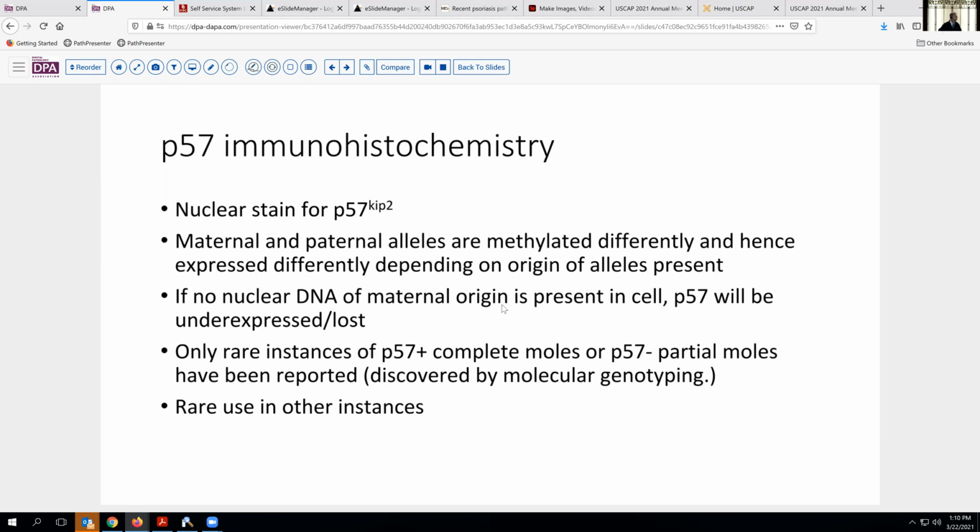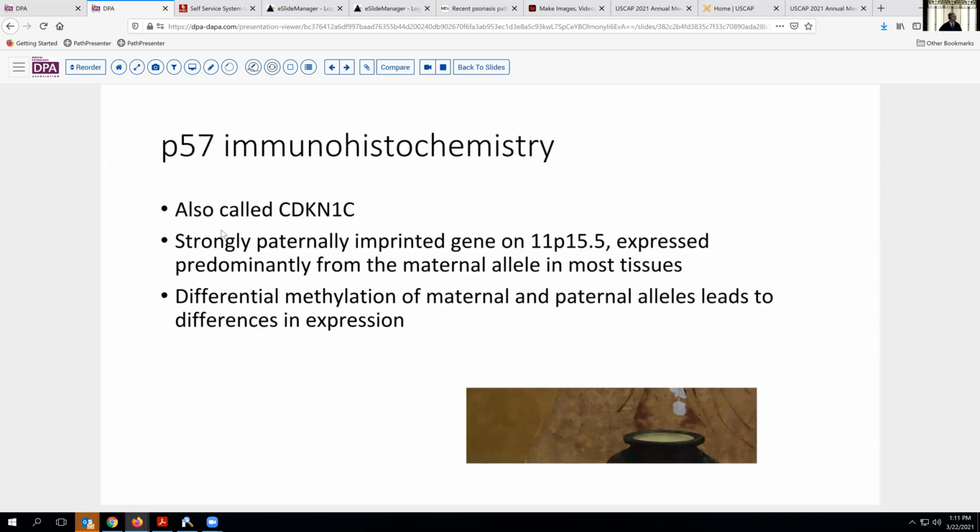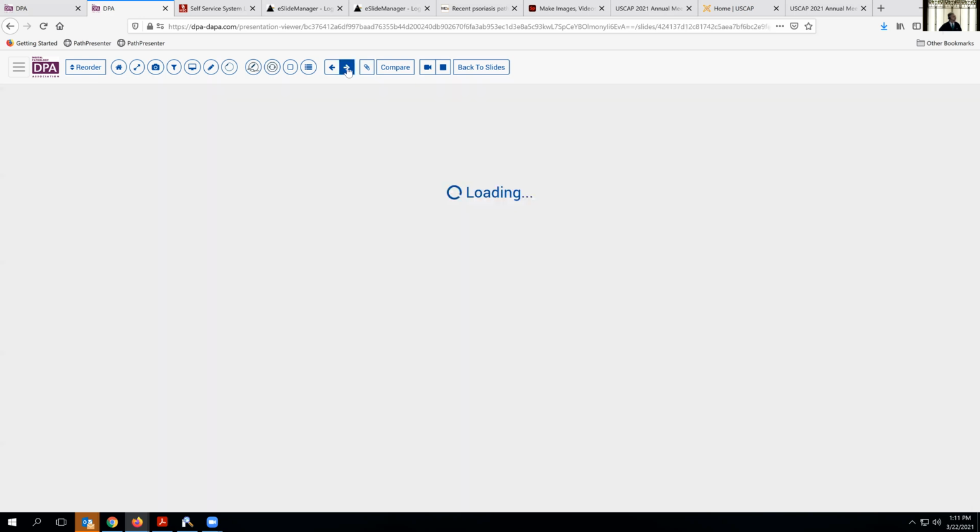Now, never say never, of course, because obviously there are rare instances of P57 positive complete moles and P57 negative partial moles. But these have only been discovered by molecular genotyping, and certainly in routine circumstances, the pursuit of that possibility is not either clinically or financially relevant. This gene is also called the CDKN1C gene, and it's derived from chromosome 11p. So that's the kind of cytogenetics of the lesion.